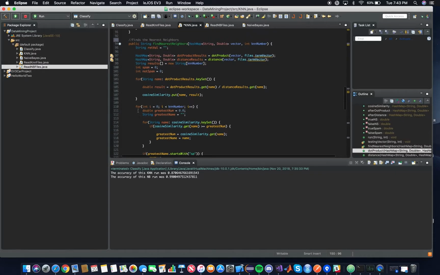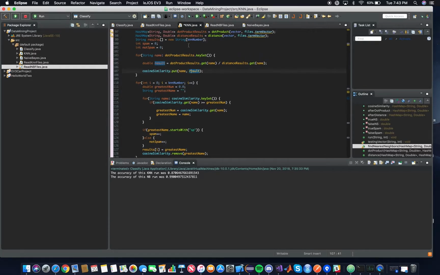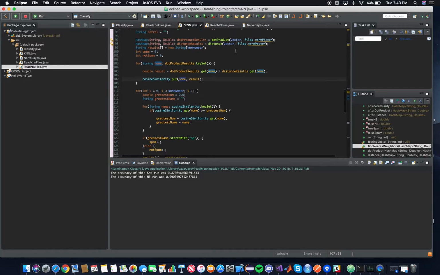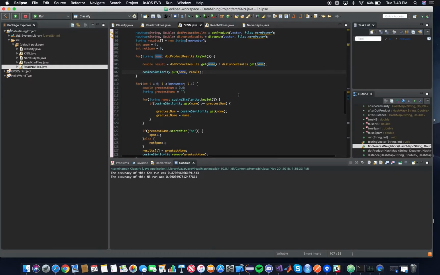Once we get that, we're able to do our result for our cosine similarity. So we do the dot product divided by the distance, and then we put that in a cosine similarity hash map. This saves the results of the cosine similarity to the name of the email that was just read through.